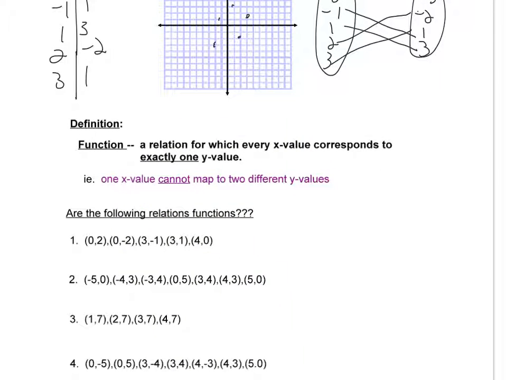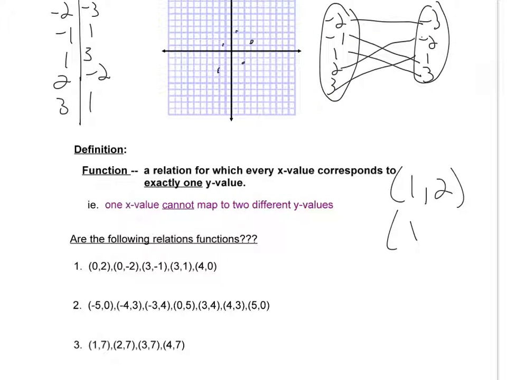Okay, so a function is basically a relation for which you have one y value for every x value. One y value for every x value. So basically, if you see an x value twice with 2 different y values, that doesn't work. Okay, so if you had (1, 2), but then you had (1, 6), those go to 2 different y values, so that is not considered a function.